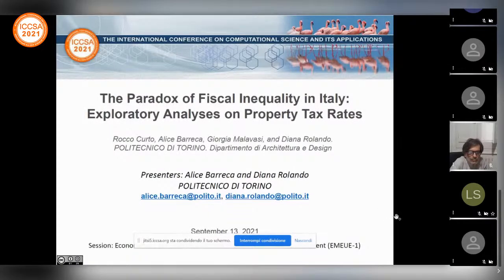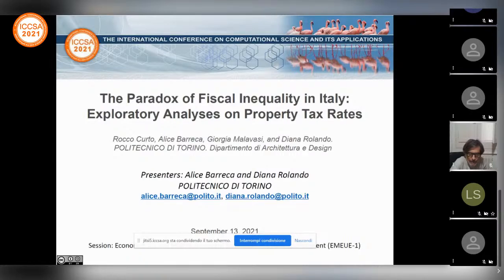The authors seem to argue that there are high levels of fiscal inequality in the 6 metropolitan cities in Italy that made up their sample. But I leave the floor to Alice Barreca and Diana Rolando so that they can deliver their own presentation.